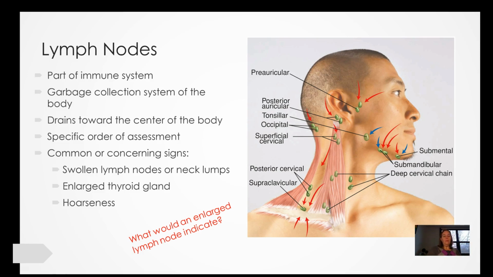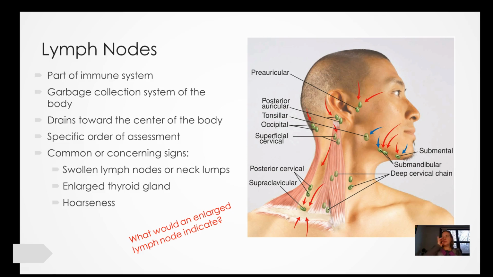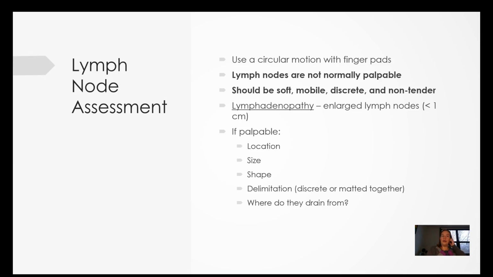Common or concerning findings: we get concerned if they're swollen, or if there are any lumps or bumps, if their thyroid gland is enlarged, or again, if they have that chronic hoarseness. So what happens if we have an enlarged lymph node? What does it mean? It usually means that there's some sort of infective process going on that we need to be concerned about, or a cancer.